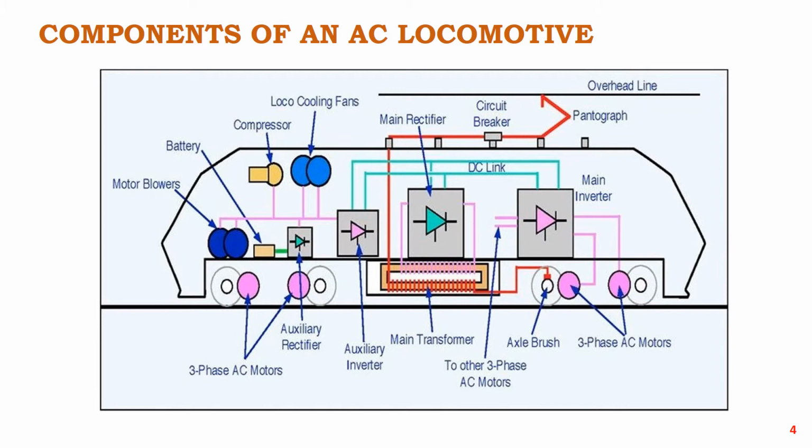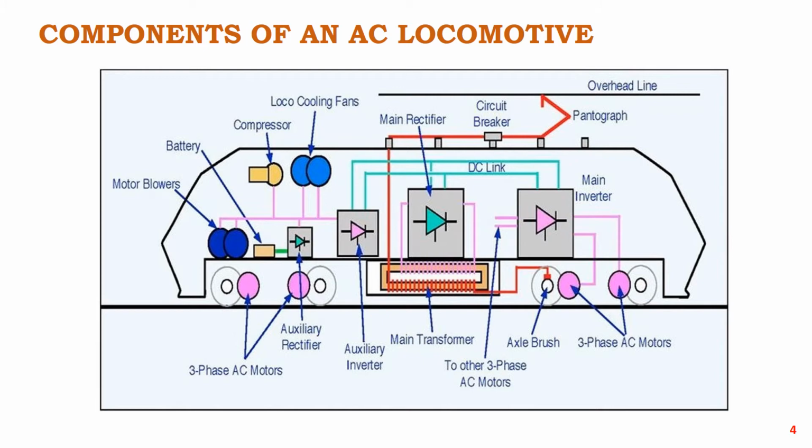The third main part of the locomotive system is inverter. The inverter is used for converting DC power from a fixed voltage DC supply into an AC output voltage of variable frequency and fixed or variable output AC voltage.